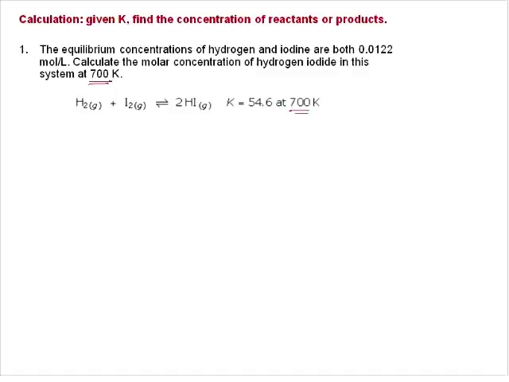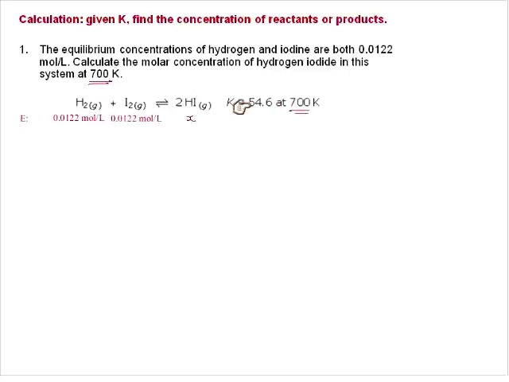Okay, here's another one. In this particular type of example, we give you the value of K. We're going to give you the concentration of one of these species. We want you to calculate the other. All right, so if we read the question, we're saying the equilibrium concentrations of hydrogen and iodine are both 0.0122. Okay, so the equilibrium value of hydrogen and iodine are both 0.0122. We want to calculate the molar concentration of hydrogen iodide at 700 degrees Kelvin, and we know what the equilibrium constant is at 700 Kelvin.